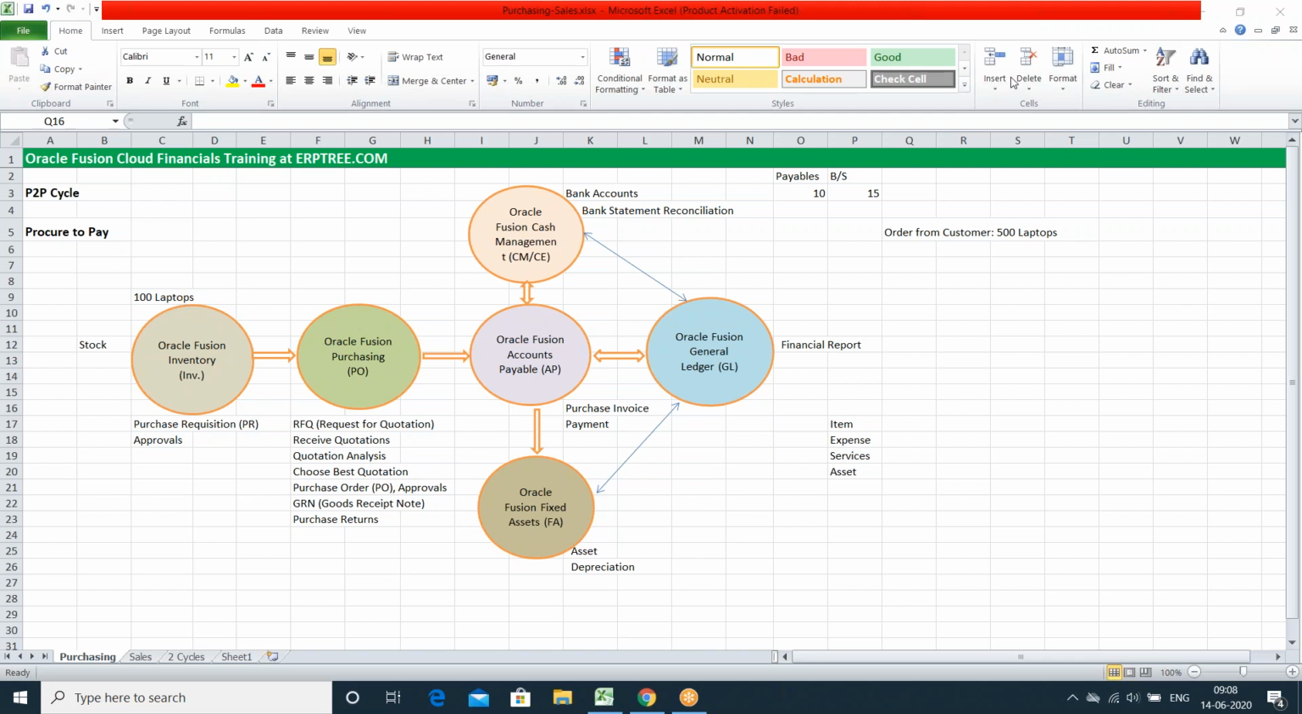Lakshman, in what scenario do we create an internal requisition and a standard requisition? Okay. Why are we creating a purchase requisition? To buy from the supplier. If you want to get the material from another inventory, you can raise the internal requisition.